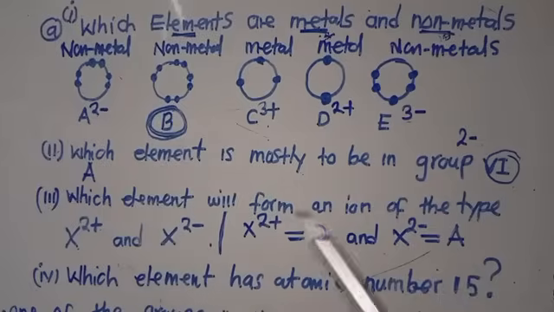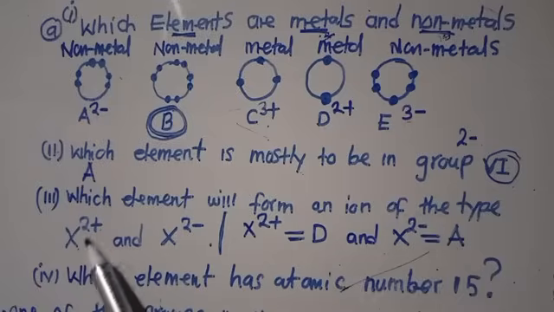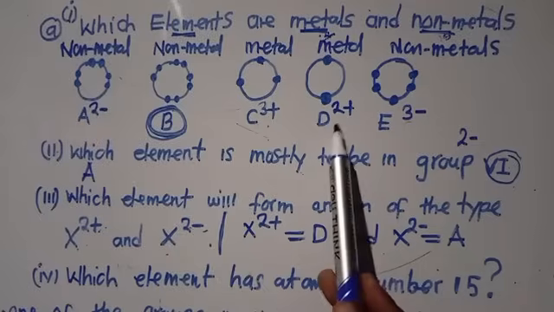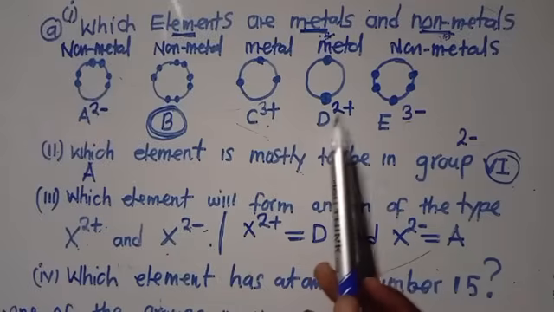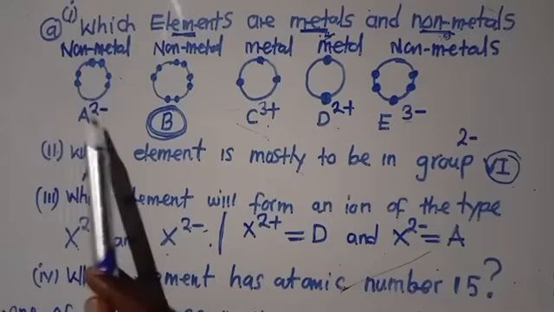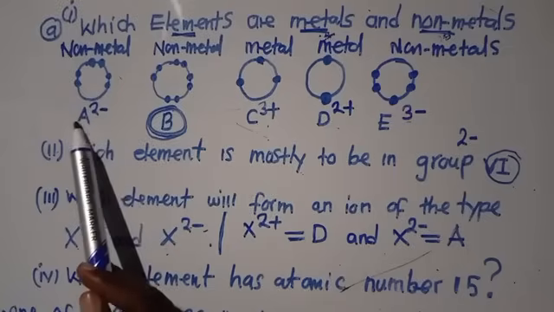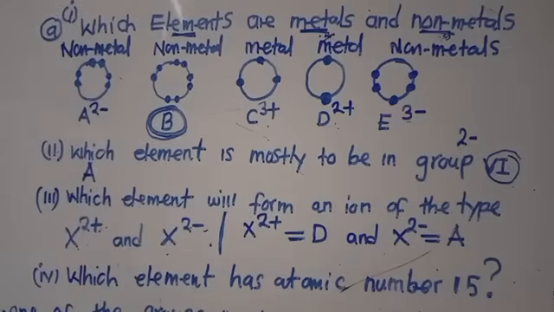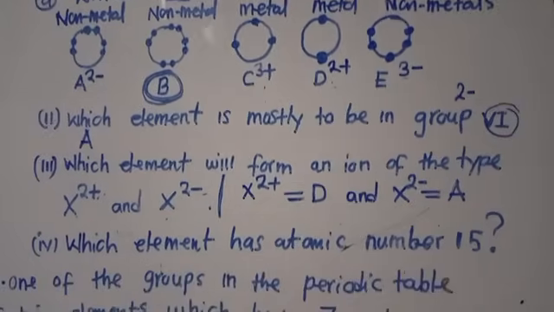Which elements will form an ion of the type X2 plus, X2 minus? X2 plus is here. Have you seen? 2 plus is there, and we've got 2 minus there. So it is only A and D. We are done. We've answered this particular question. This is how we are supposed to answer it.